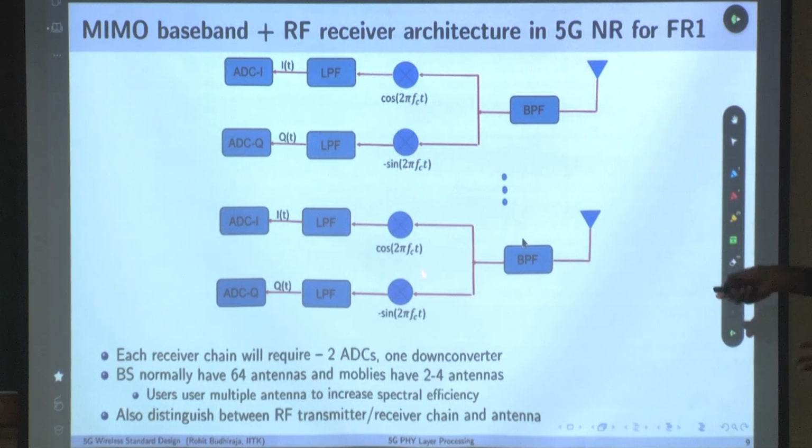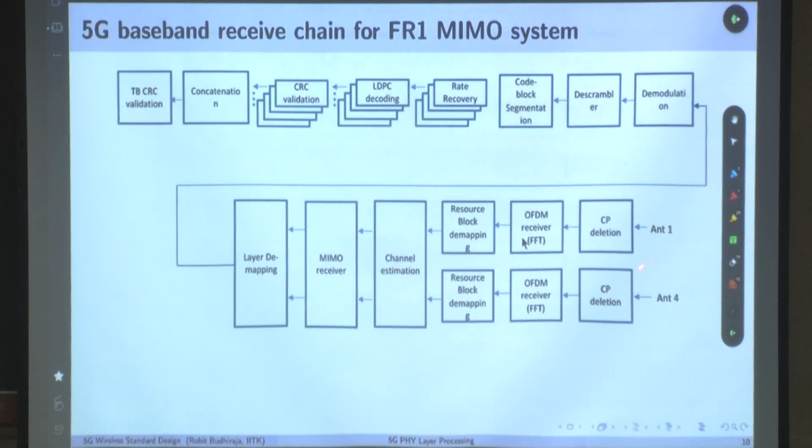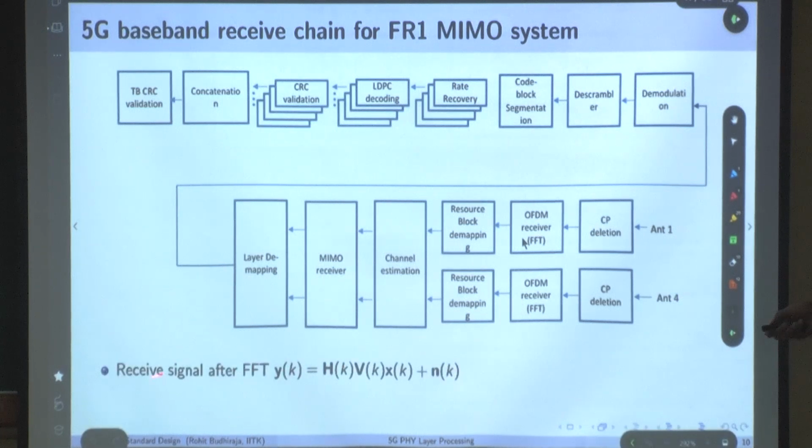So this is the receiver part. What happens after that? From 4 antennas, it is a completely digital architecture. It gets the digital signal for each of the antennas and does this processing: CP deletion, FFT, resource block demapping, then channel estimation for each of the antennas. The MIMO receiver can do all that. And why is it possible? As I have stressed multiple times, it is a completely digital architecture. The receive signal after the FFT, you get this.